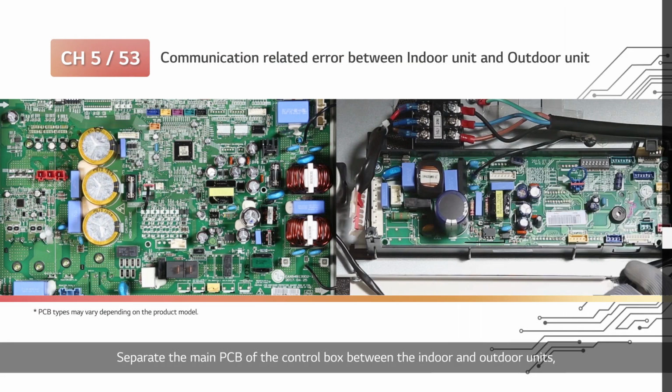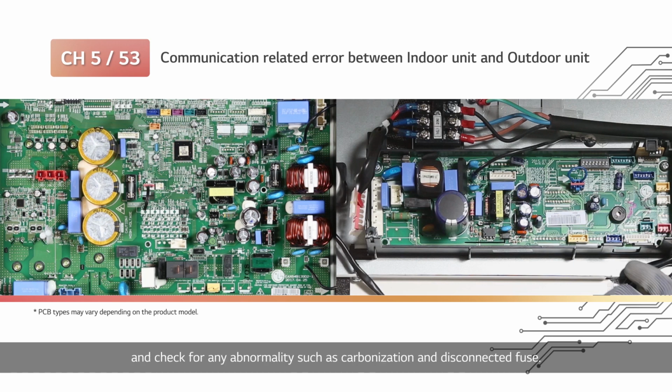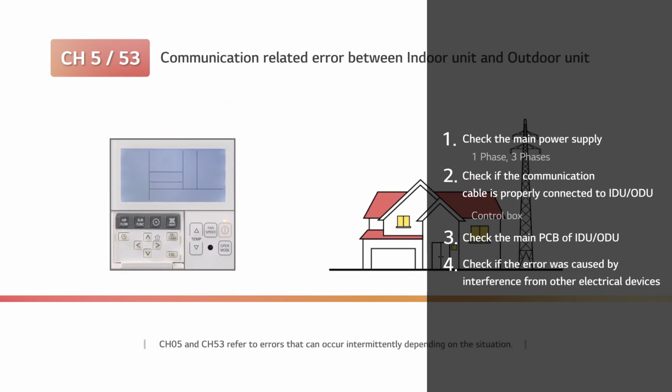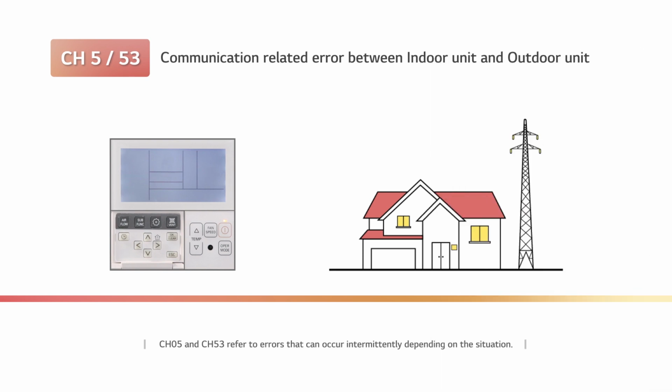Separate the main PCB of the control box between the indoor and outdoor units, and check for any abnormality such as carbonization and a disconnected fuse. Channel 5 and Channel 53 refer to errors that can occur intermittently depending on the situation. In this case, the error might stem from a surrounding load. Check if the error was caused by interference from other electrical installations.